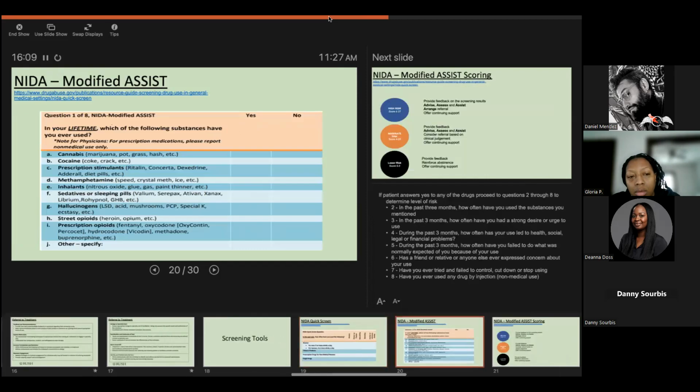And that's this screening, which is 8 questions. In your lifetime, which of the following substances have you ever used? And it just lists the different substances: cannabis, cocaine, and so forth. If a patient answers yes to any of the drugs, you want to proceed to questions 2 through 8 to determine the level of risk.